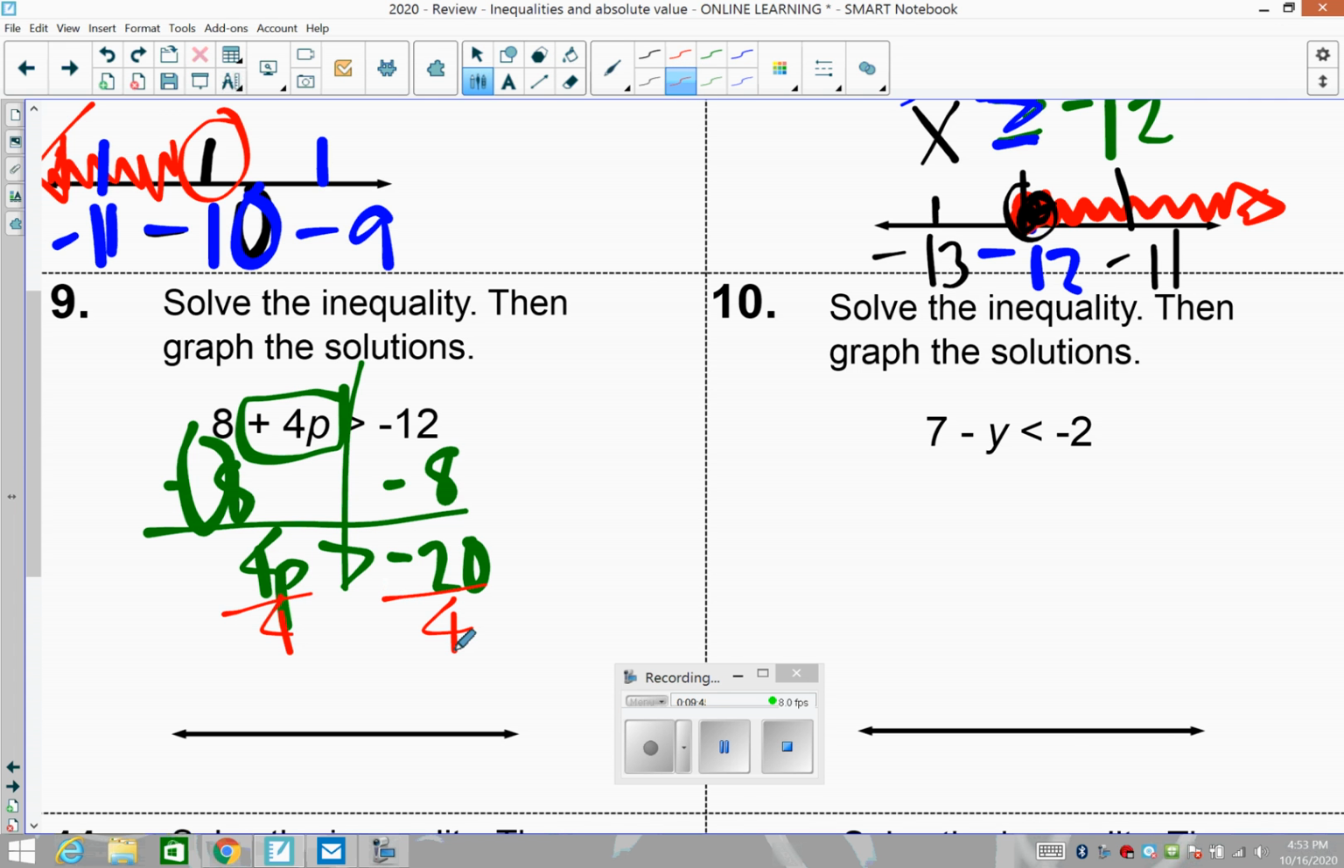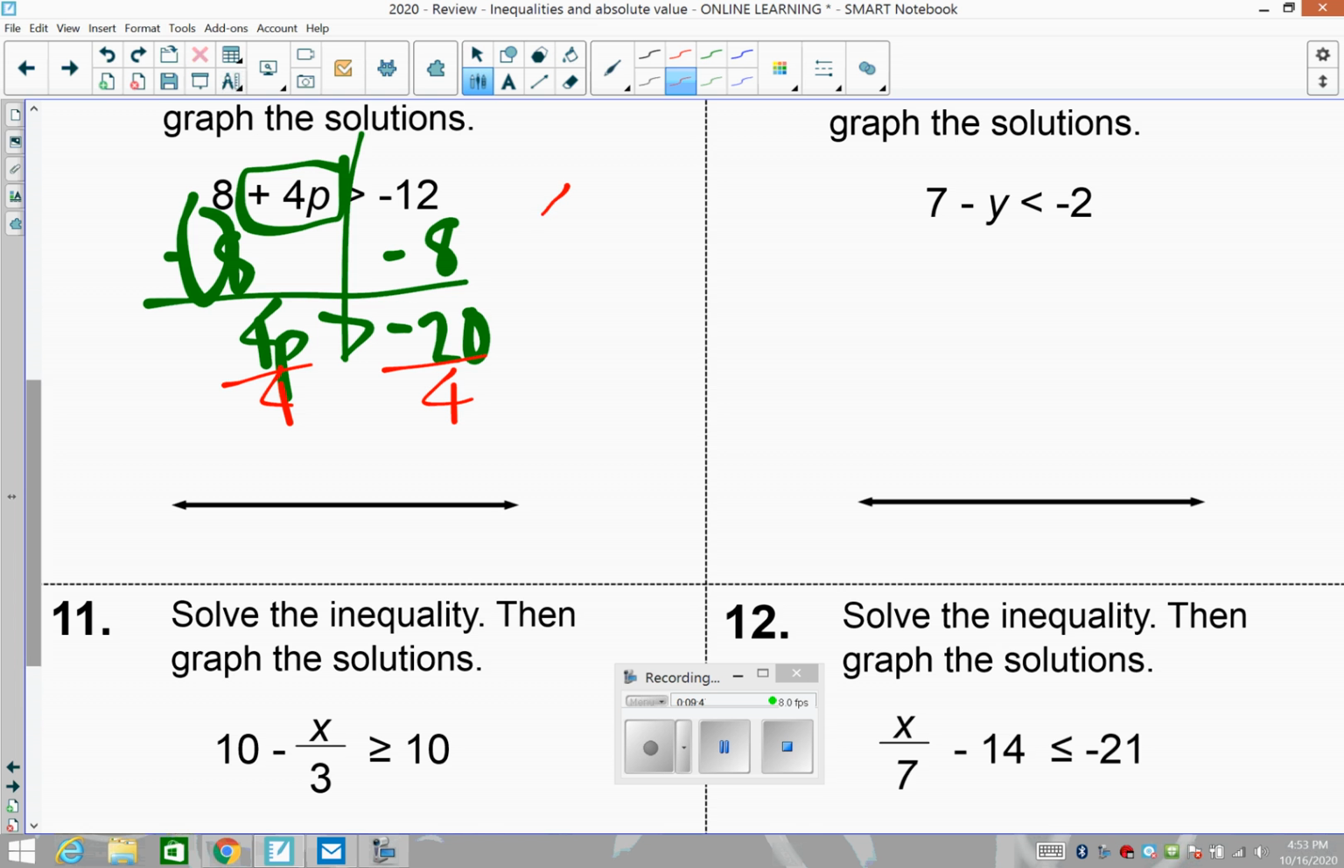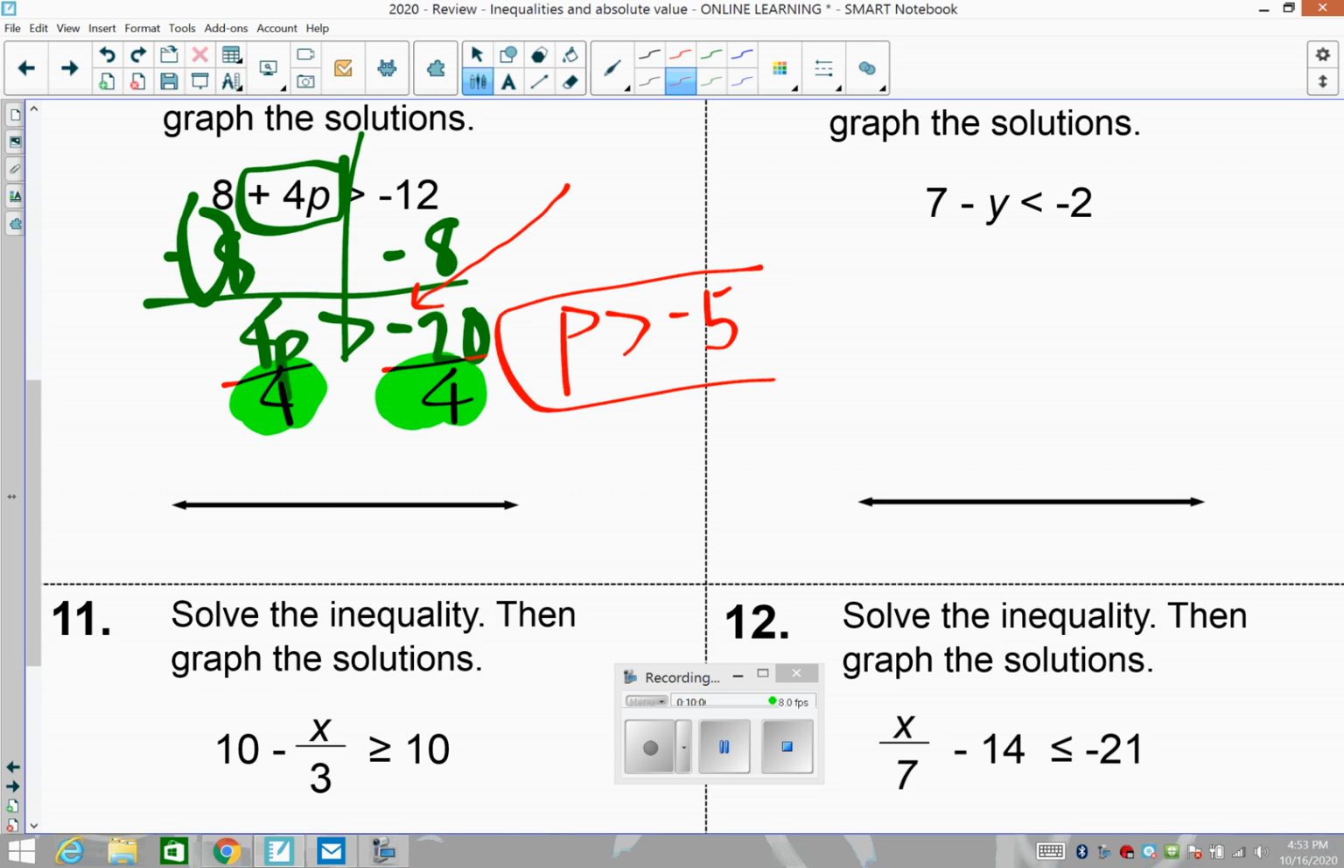Now, we did not divide by a negative to both sides. We do have a negative in the problem, but if we look at what we divided by, we're not dividing by a negative. We're dividing by a positive. So we end up with that P is greater than negative 5. Don't flip the sign. So we have a negative 5 in the middle. Negative 6 is smaller. Negative 4 is bigger because we're talking about negatives. Open circle. And we're talking about all the values that are greater than negative 5.